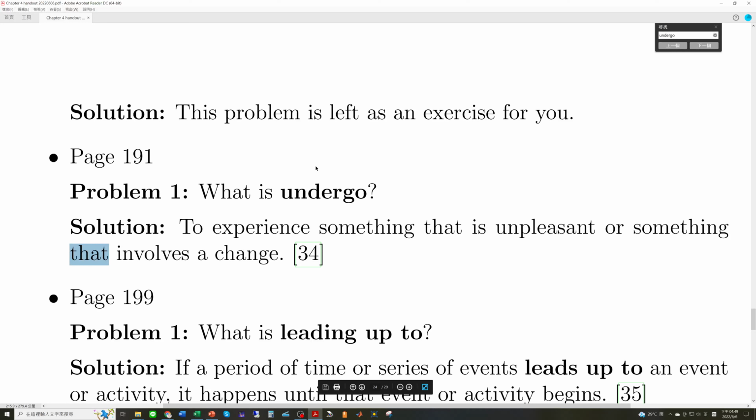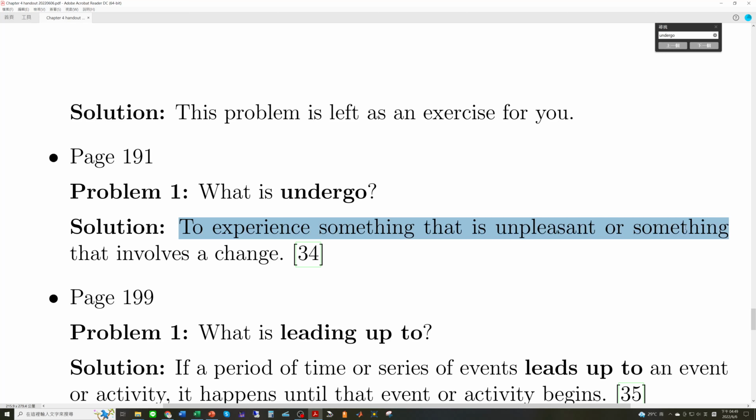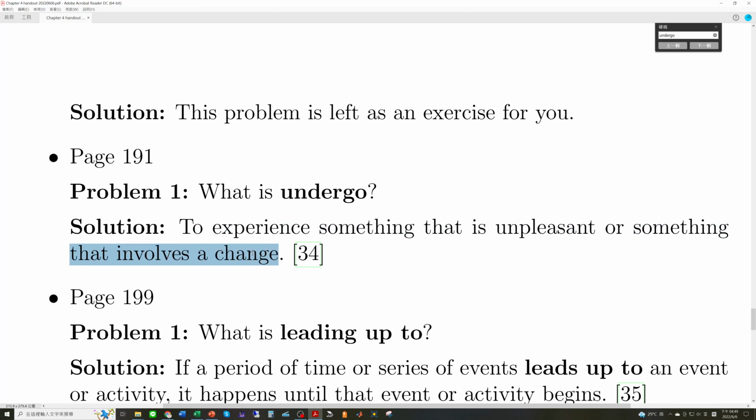Okay, let us continue the second part of today's course. In the first part of today's course, we talked about "undergo". Let us see what "undergo" means: to experience something that is unpleasant or something that involves a change. So let us go back to the slides.